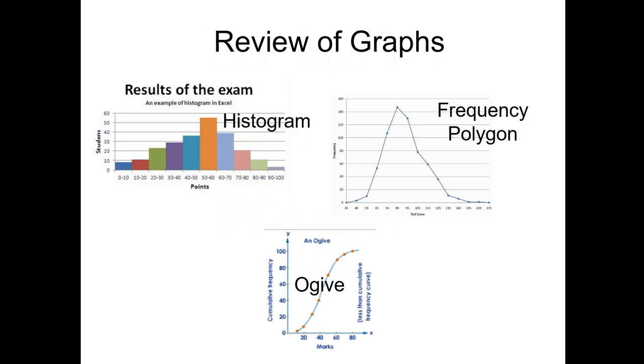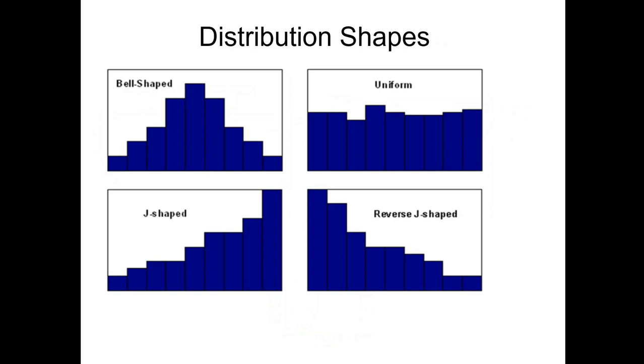So far in this unit, the graphs that we have created by hand are the histograms, frequency polygons, and ogives. So we're going to be adding on to that knowledge today with a couple more charts or graphs, but these are the three that we have learned so far in this unit. So a histogram was a type of bar graph, and a frequency polygon and an ogive were a type of line graph.